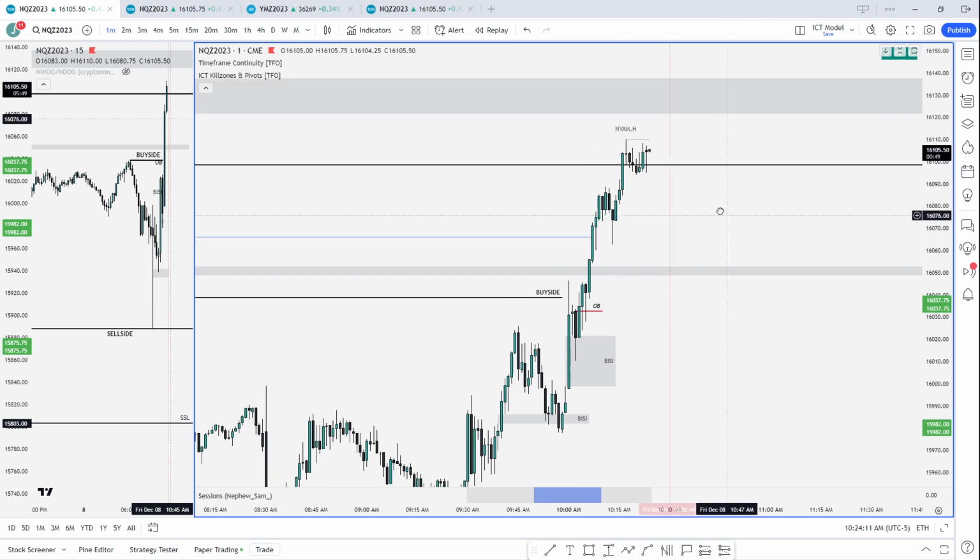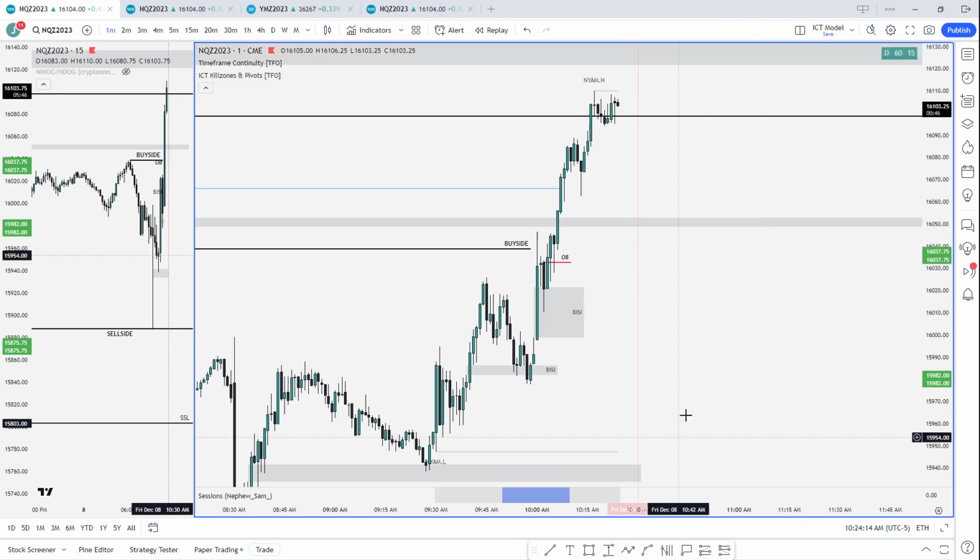So yeah, just watch this consolidation up here. We've got 6 minutes till the next time interval we're interested in. So just let it do its thing.